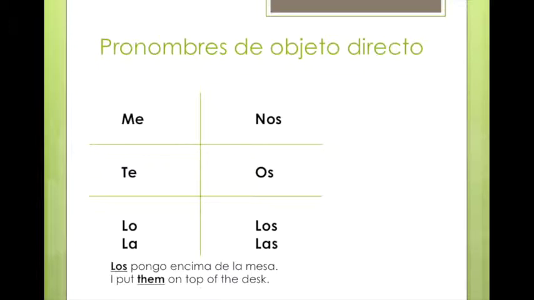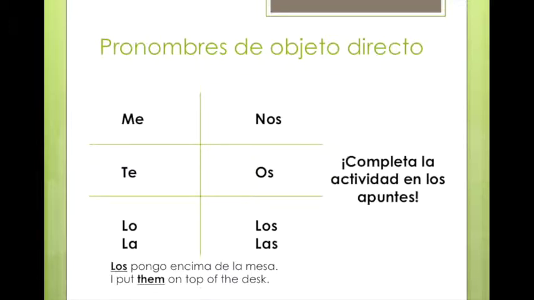So our direct object pronouns are me, te, lo, la, nos, os, los, las. Really lo and la mean it, but because in Spanish we have gender, and los and las mean them. So los pongo, I put them. Notice how the los goes in front of the verb. It goes los pongo, which in English is flipped from I put them. It really translates to them I put.